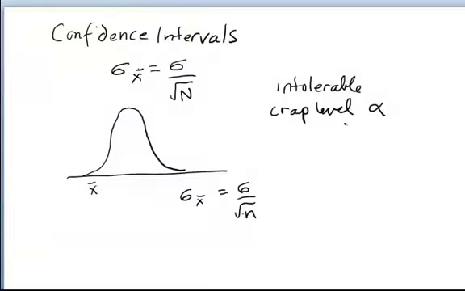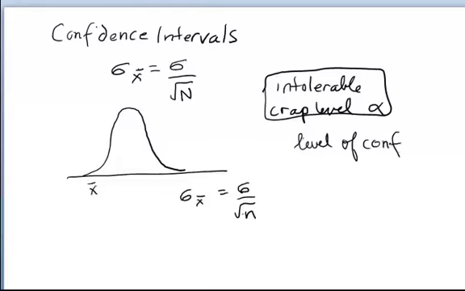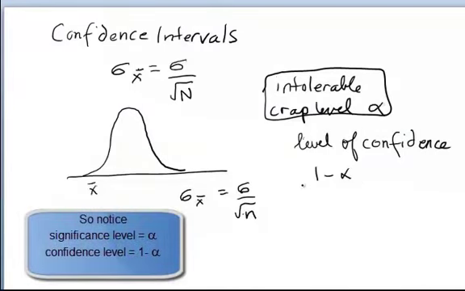Since we don't want to say intolerable crap level when we're speaking to the public, we instead use the polite term, which is the level of confidence. In other words, 1 minus alpha. This is the good stuff. If alpha was 5% intolerable crap, then 95% is what we were confident in. This 1 minus alpha is often also called the confidence coefficient.